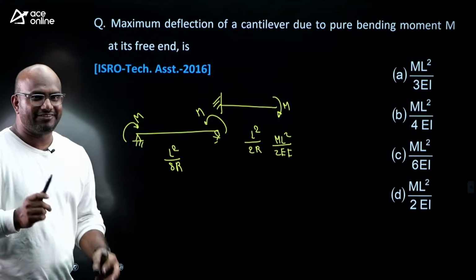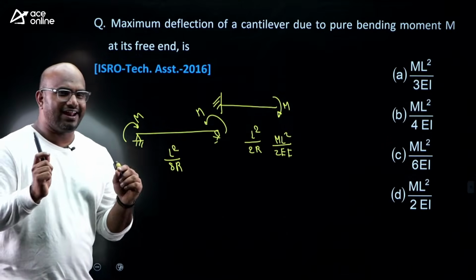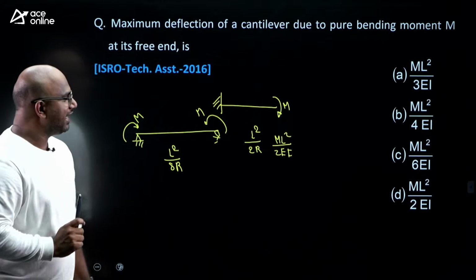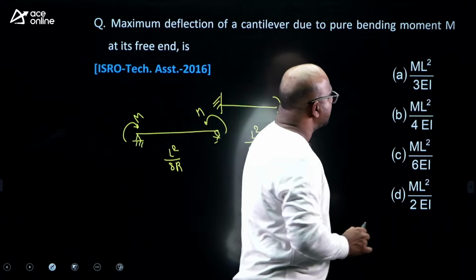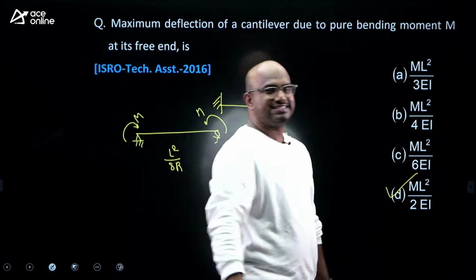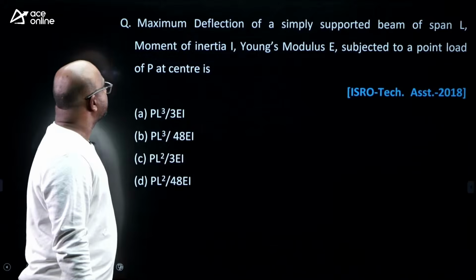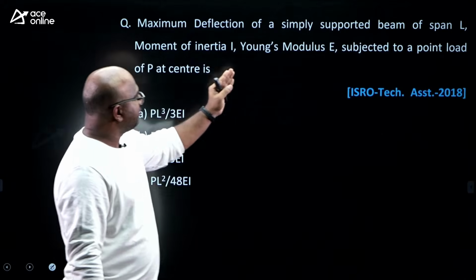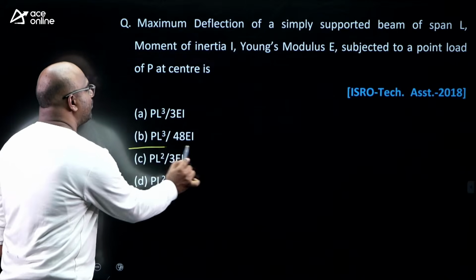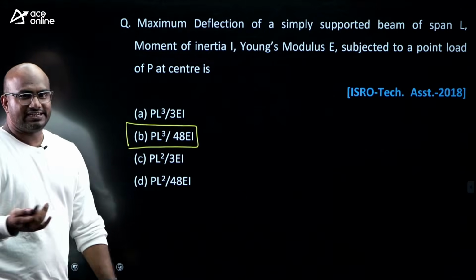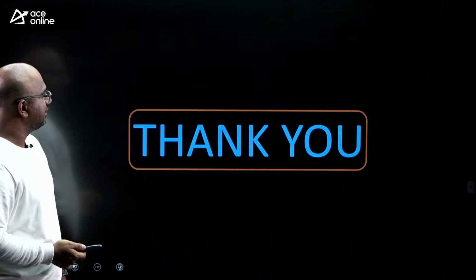All these things I have given as standard cases. Questions are directly coming from this one, guys. Okay, the answer is what, guys? ML square by 2EI. The right answer here is option D. Next, the maximum deflection of a simply supported beam, guys. The right answer here is PL cube by 48 EI. This one is direct, straight formulas, guys.